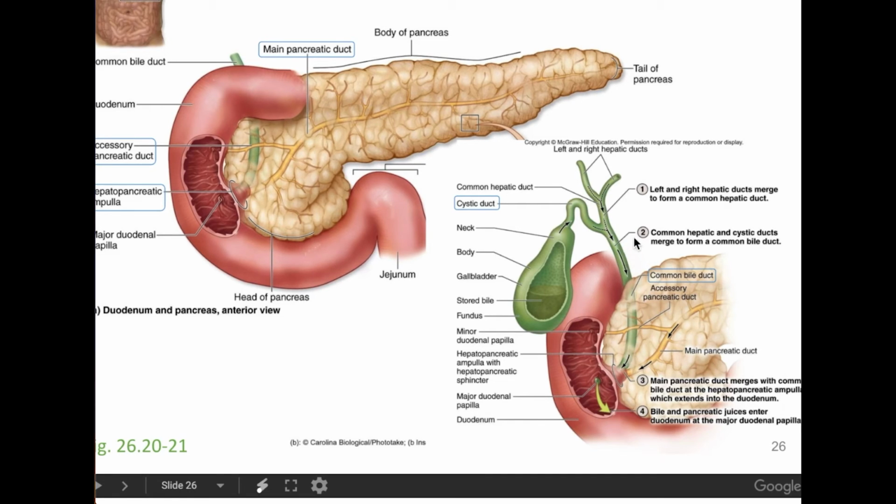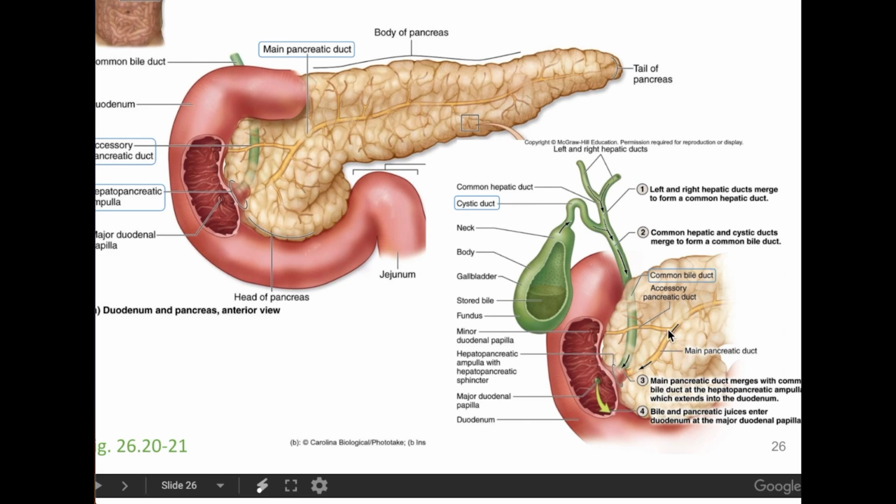And then where the cystic duct and the common hepatic duct merge together is the common bile duct. The way that I remember hepatic versus bile is the hepatic duct is closer to the liver. So hepatic stands for liver. That's how I remember which one is hepatic and which one is bile. So the common bile duct is what merges with the main pancreatic duct of the pancreas to form the hepatopancreatic ampulla.